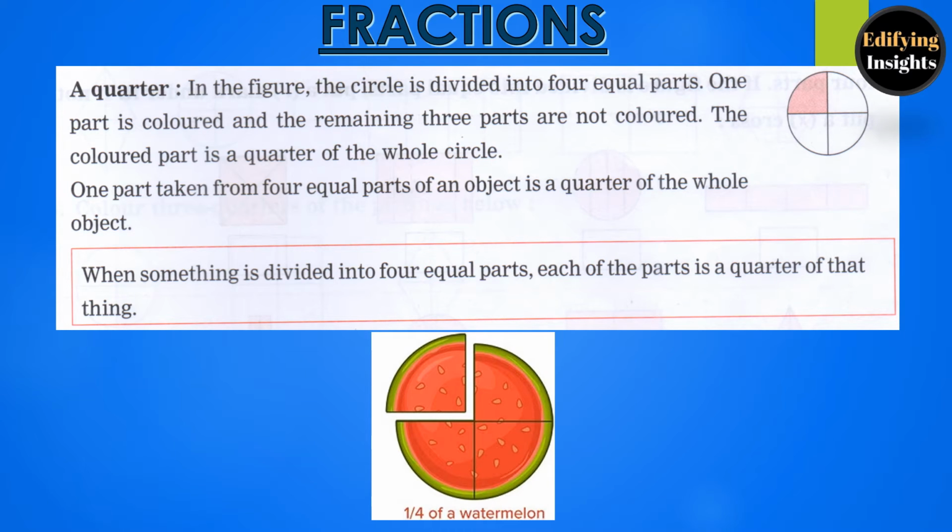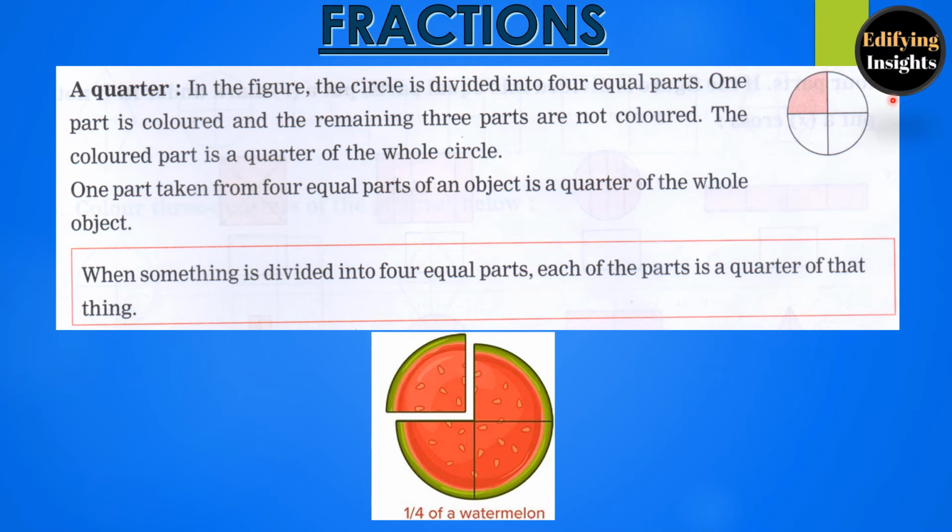A quarter. Children, here they have given us a watermelon and this watermelon is divided into 4 equal parts. Out of the 4 equal parts, each part is a quarter. So one part is a quarter, the other part is also a quarter, the third part is also a quarter, the fourth part is also a quarter. So one watermelon is divided into 4 equal parts, and one part is a quarter of the watermelon.